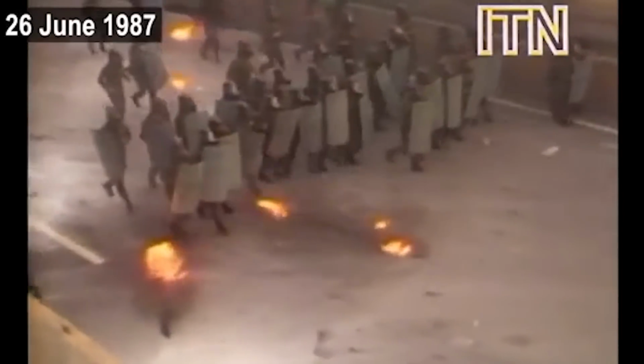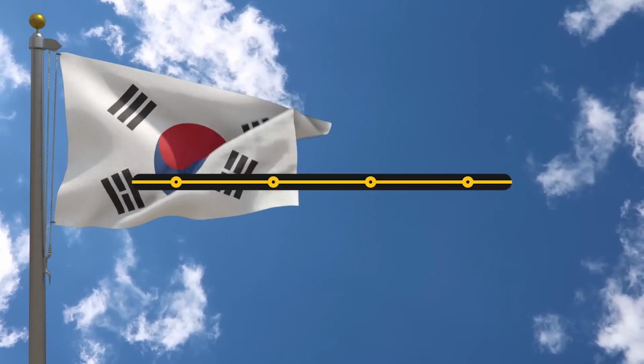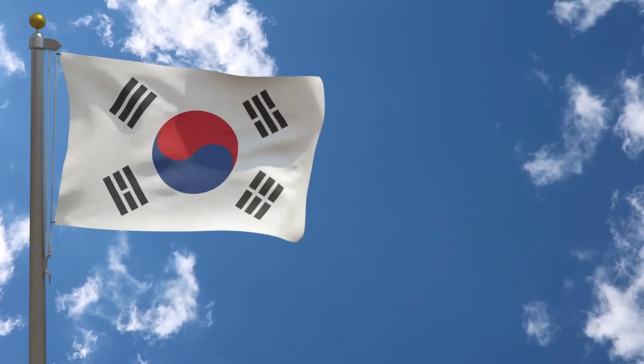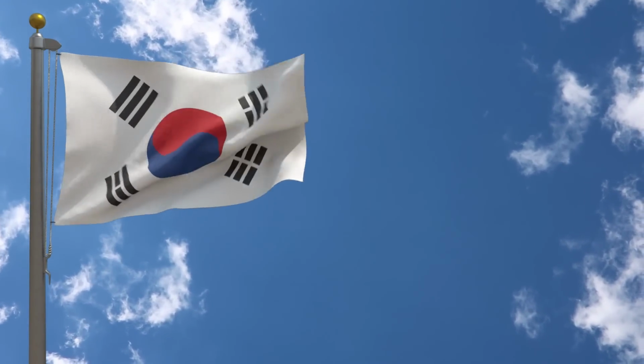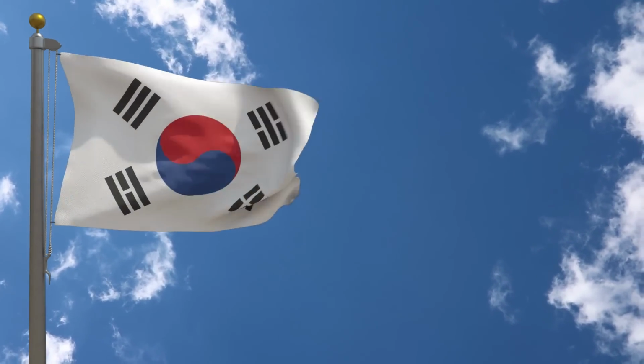In June 1987, massive protests forced Chun to agree to constitutional amendments, leading to direct presidential elections. Reforms marked the return to civilian rule and the start of South Korea's Sixth Republic, establishing a more democratic system with direct presidential elections, a system which remains fragile, but still continues.